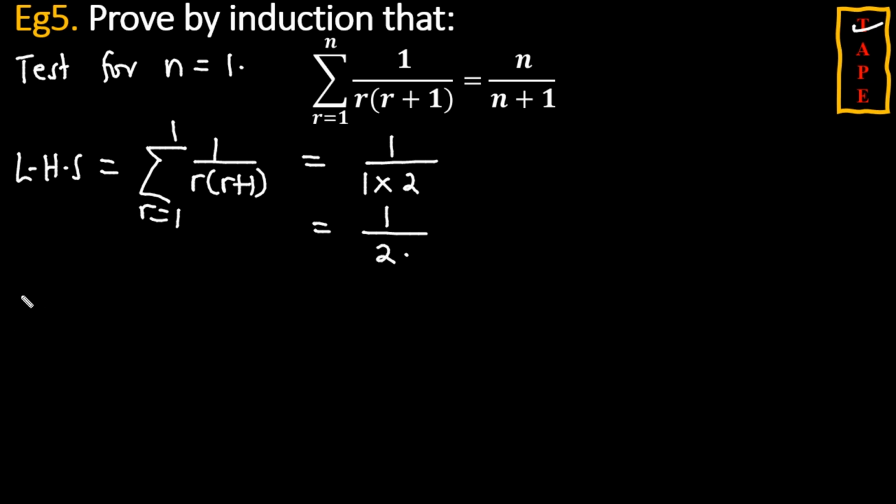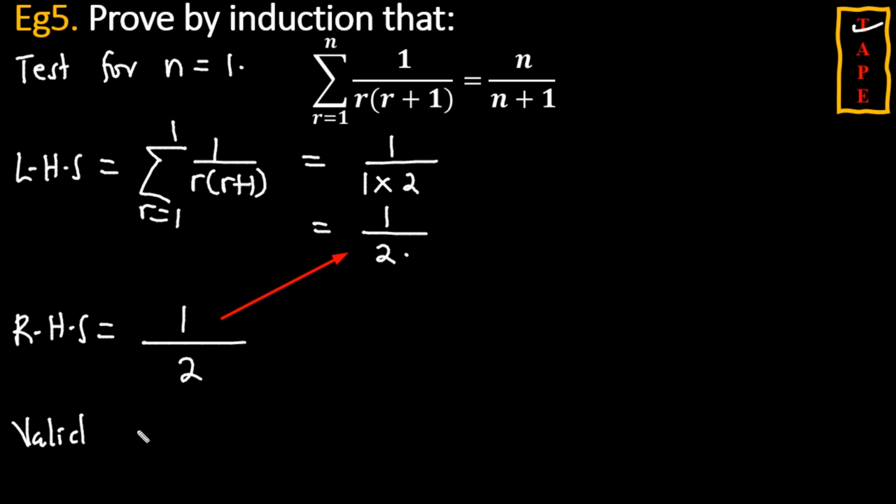Now we are going to test on the right hand side as well. On the right hand side we have n divided by n plus 1. So we substitute 1 where there is n. When we substitute 1 here, we shall have 1 over 1 plus 1, that is a half. When we compare the left hand side to the right hand side, it is clear that a half is equal to a half. And when I see this happening, I'm going to say that the formula is valid for n is equal to 1.